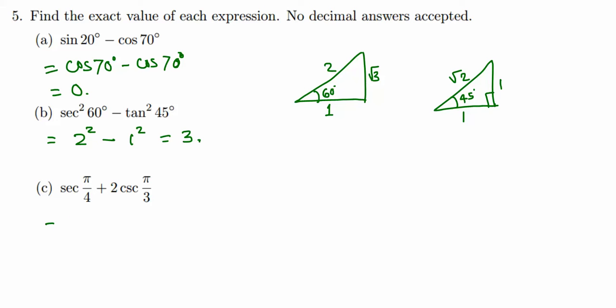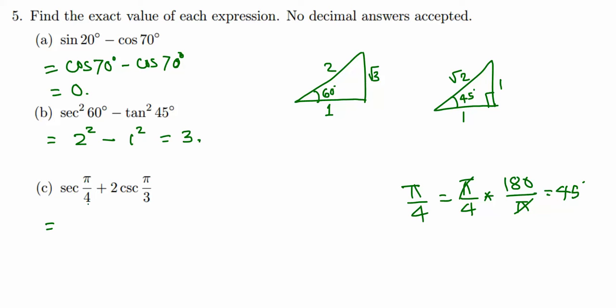Okay, part C, secant pi over 4. Pi over 4 is the same as 45 degrees. If we want to change this into degree measure, we multiply by 180 over pi, the pi cancels, and we get just 45. So we can use this triangle for secant pi over 4. Secant is root 2 over 1.